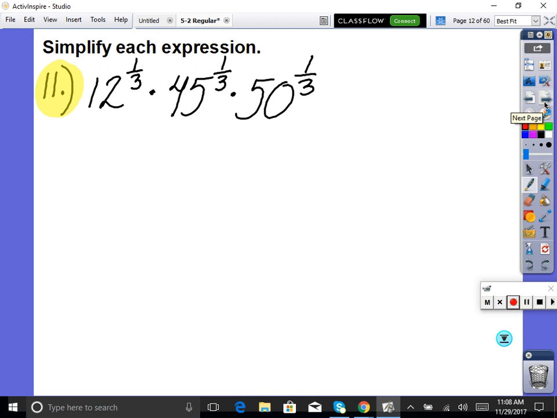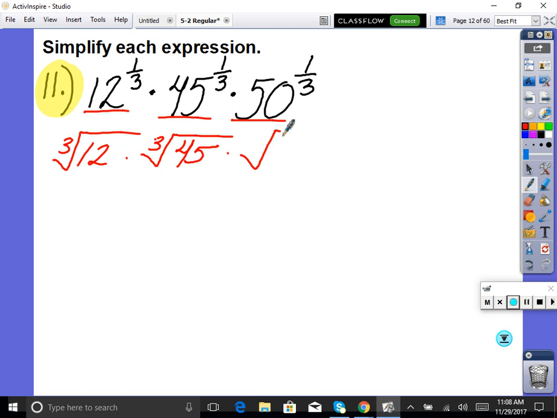Okay, let's go to 11. Now in number 11, notice the bases aren't the same, so we couldn't do the when you multiply, you add thing, because they're not the same base. So let's instead look at this as radicals. We have the cube root of 12 times the cube root of 45 times the cube root of 50.